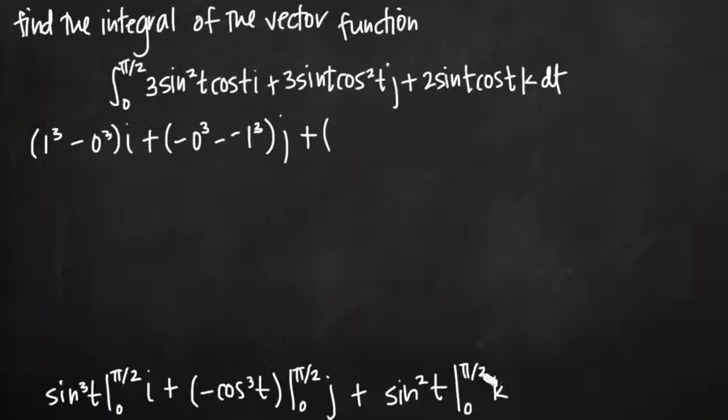So plugging in pi over 2, sine of pi over 2 is 1, so we have 1 squared. Then we subtract whatever we get when we plug in 0. Sine of 0 is 0, so we have 0 squared, and that's the coefficient on our k term. When we simplify here, we get 1 times i is just i. Here for j, this is going to go away. We have 1 cubed, which is 1, and then minus a negative, these two become positive, so we just have plus 1j or plus j. And then over here for k, we get 1k or just plus k.